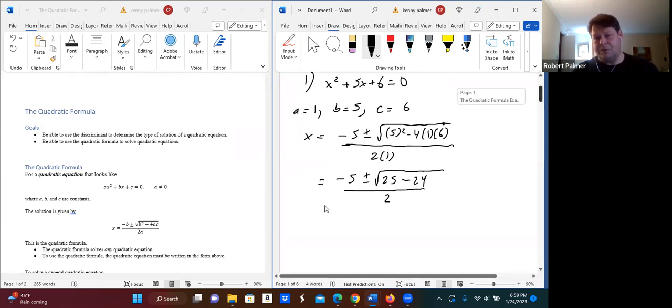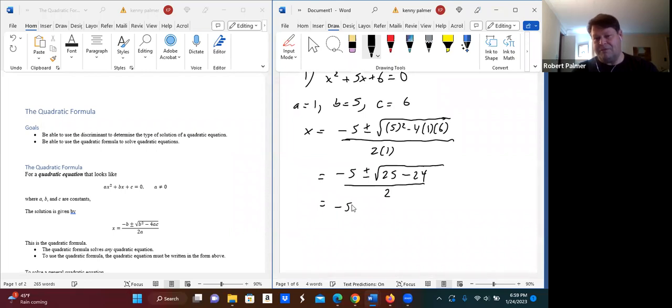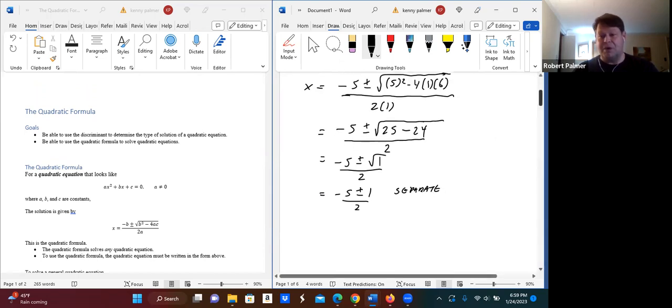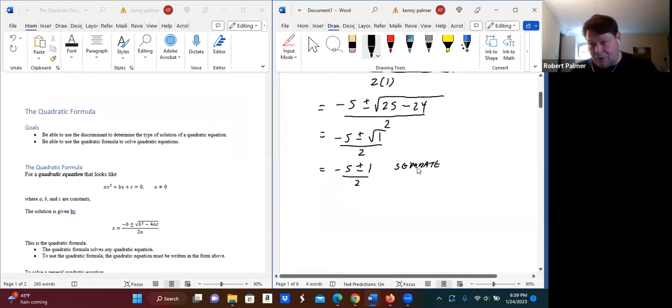Okay, just continuing to simplify. So negative 5 plus or minus the square root of 1, over 2. Of course, we know the square root of 1 comes out evenly. And so this is going to be negative 5 plus or minus 1, over 2. Now, at this point, what we want to do is separate these. Since there are no more radical signs, no more square roots, it means we can write this in a better way. So make sure you separate them out. What I mean by separate is using our plus or minus.